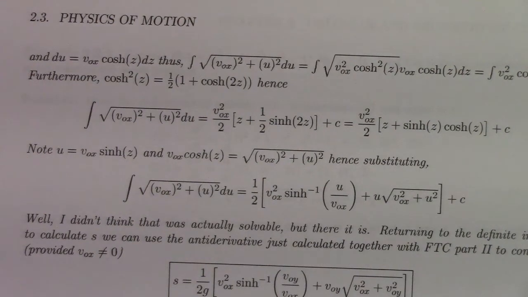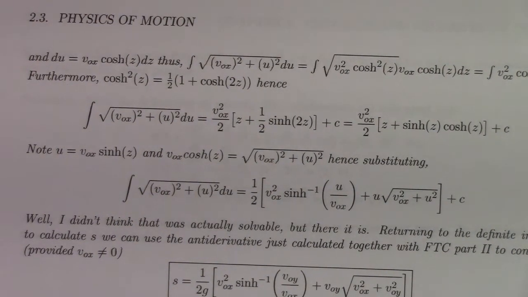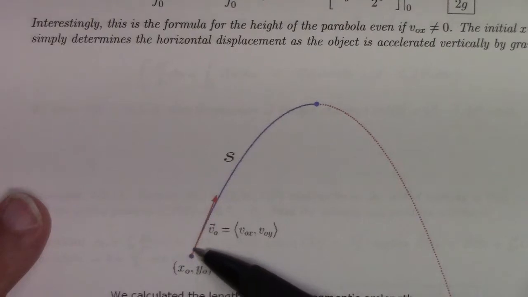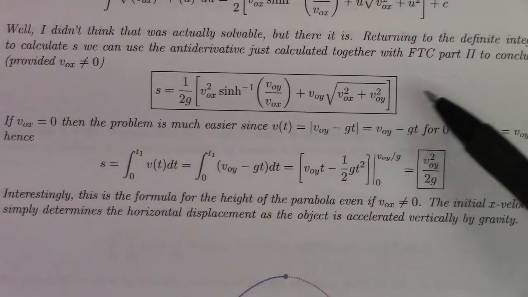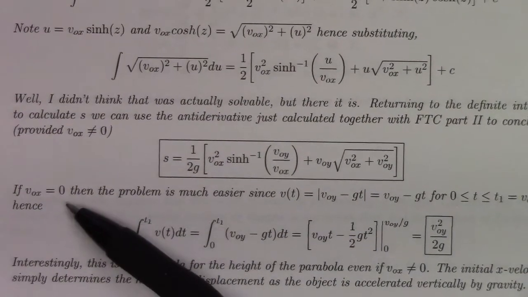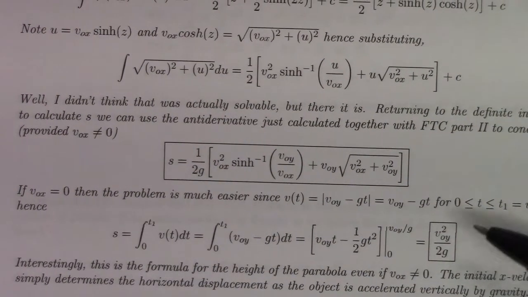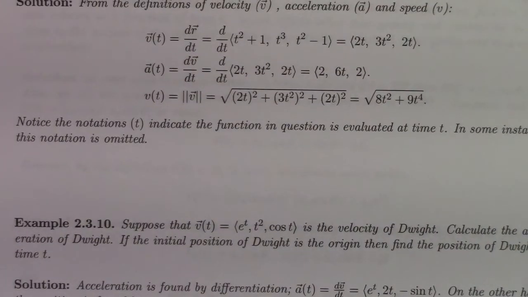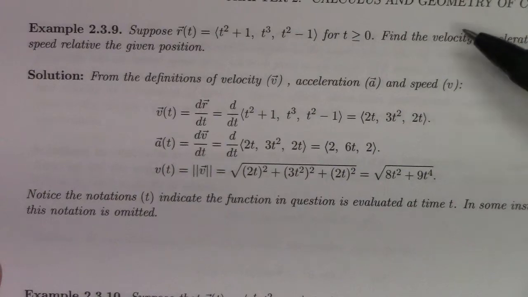Here's the formula for the arc length of a parabola coming from parabolic motion with initial velocity v naught x and initial velocity v naught y. So this is the x component, y component of the velocity. And there's the arc length given by that. Of course, if the initial x velocity is 0, then it's easier. But I'll stop showing and telling here pretty soon. I just wanted to point out this is a good example.